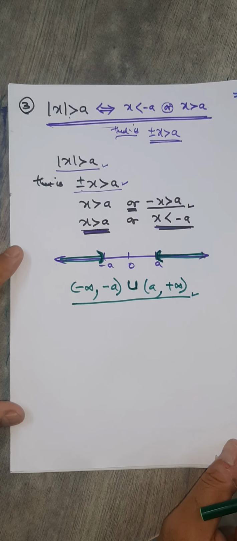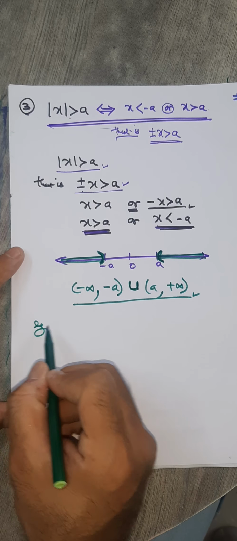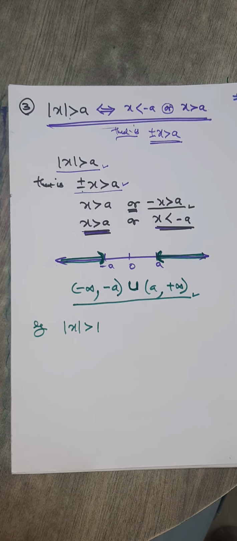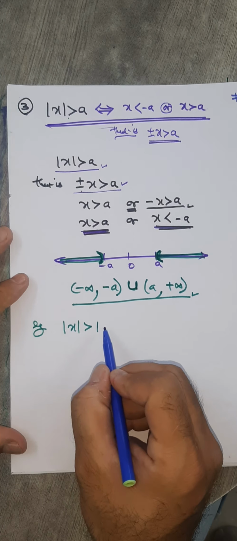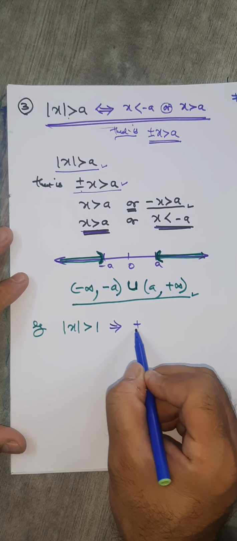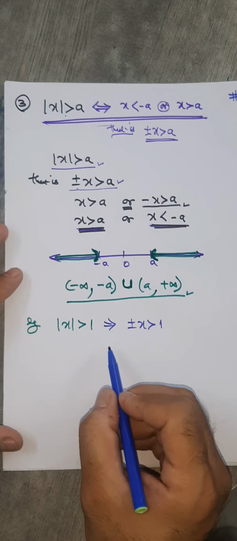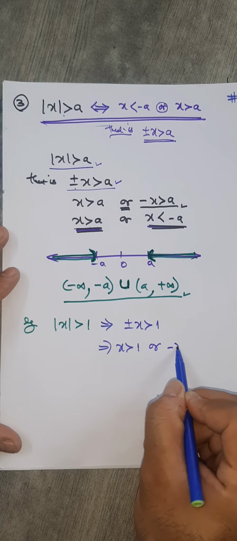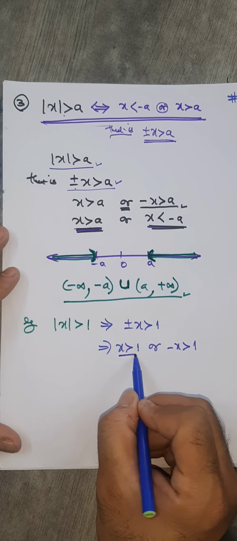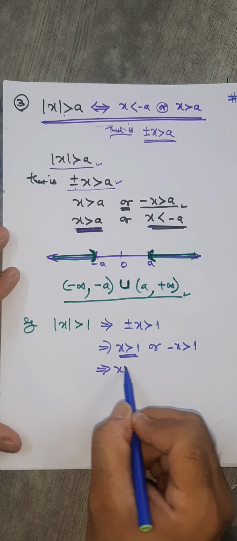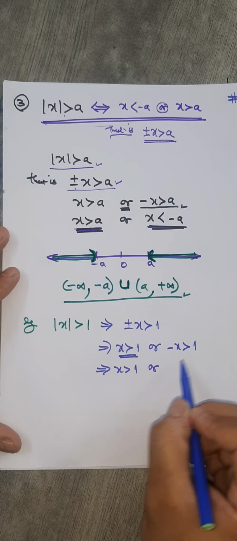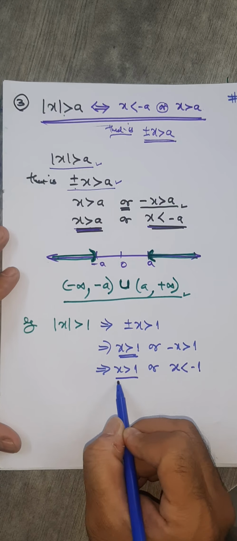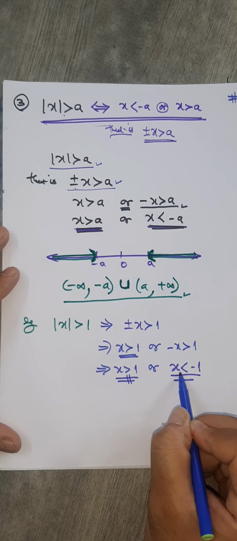Remember. For example, if I write here, modulus of x is greater than 1. Now here, what's the meaning of this? Plus or minus x is greater than 1. It means what? Either x is greater than 1 or minus x is greater than 1. This one we keep as it is. X is greater than 1 or, just multiplying with minus sign, x is less than minus 1. So either this or this, remember.